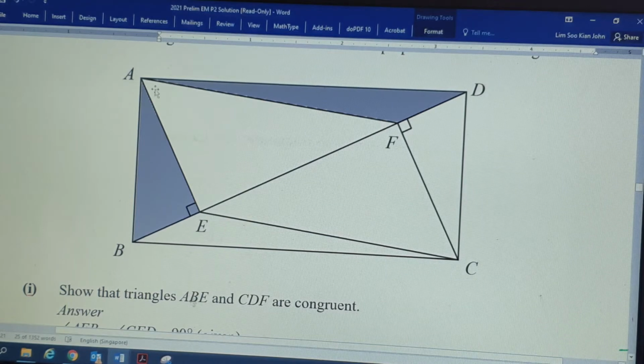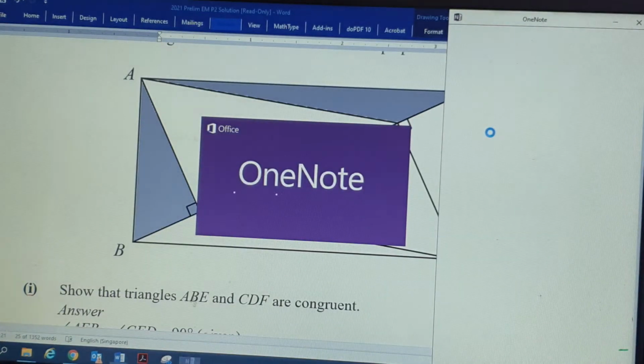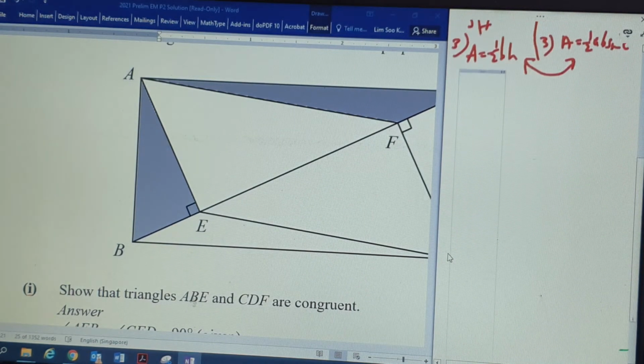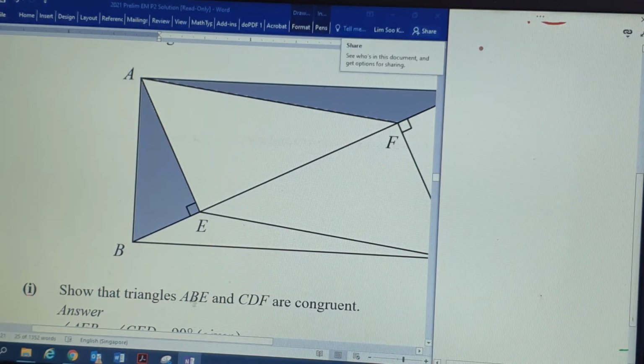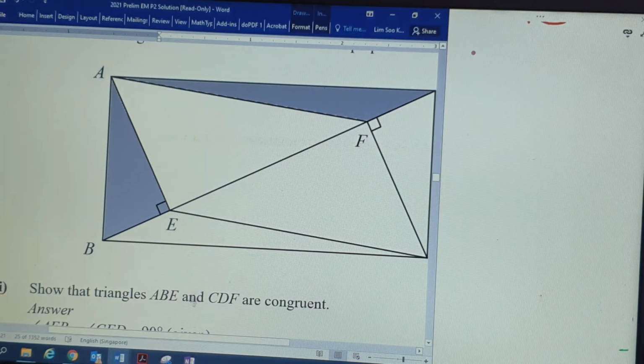Now, if you still remember, we learned about congruent and similar triangles. Later we continue that trigo question. Okay, so we learned that congruent triangles, there are 4 tests. Congruent tests, there are 4 of them.